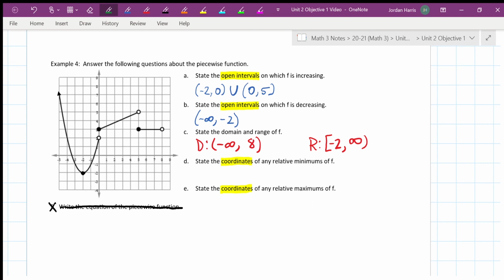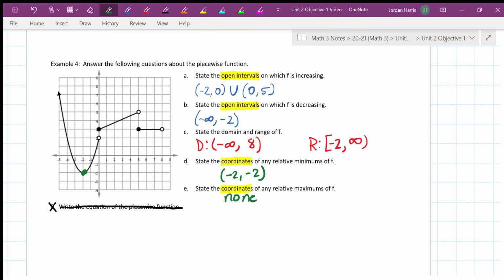All right, and now finally we need mins and maxes. This time we're talking about coordinates, x, y. So minimums have decreasing then increasing, so that's a minimum. And that might be it. So coordinates -2, -2. Okay, maximums. Well, I'm decreasing, then I'm increasing, then I'm increasing, then I'm constant. So the answer is none. There's no point that is increasing and then decreasing directly after it.